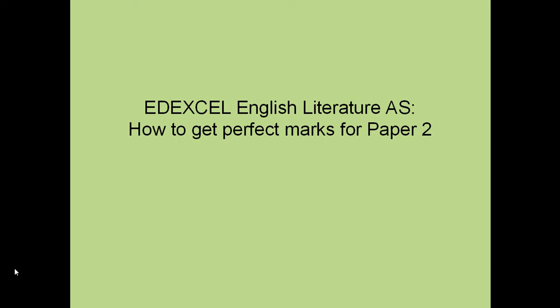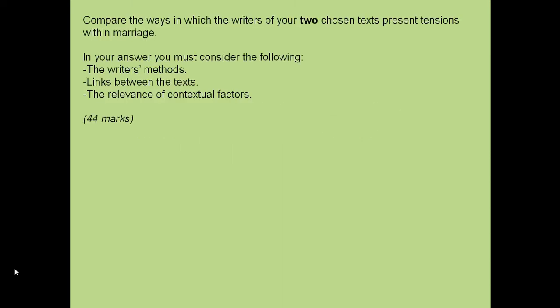So how do we answer the question? Well, here's the question again. Compare the ways in which the writers of your two chosen texts present tensions within marriage. In your answer you must include the different elements there, which link directly to our mark scheme, which we've spoken about in our last video.